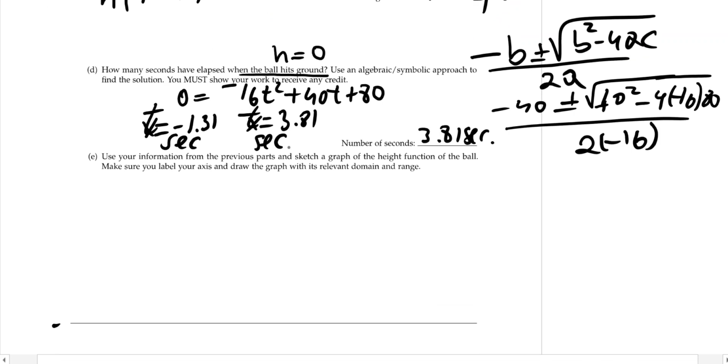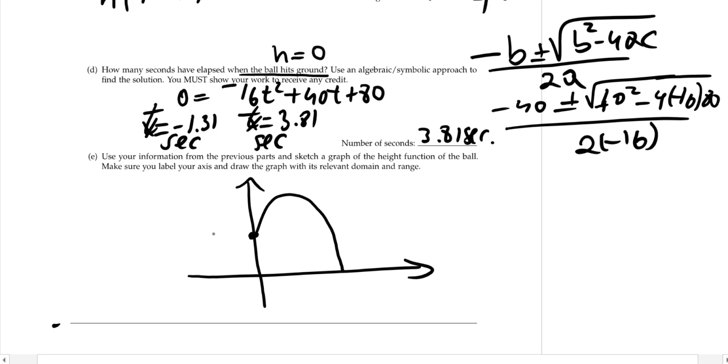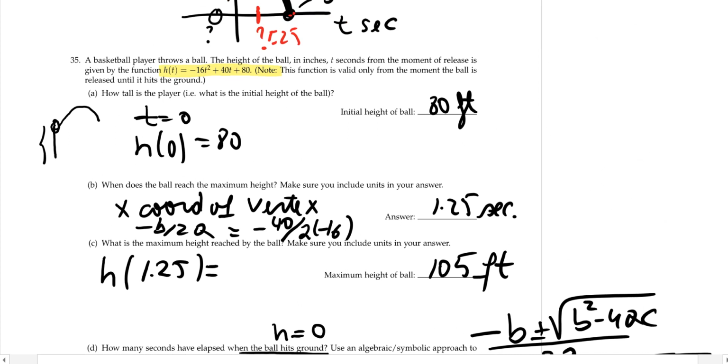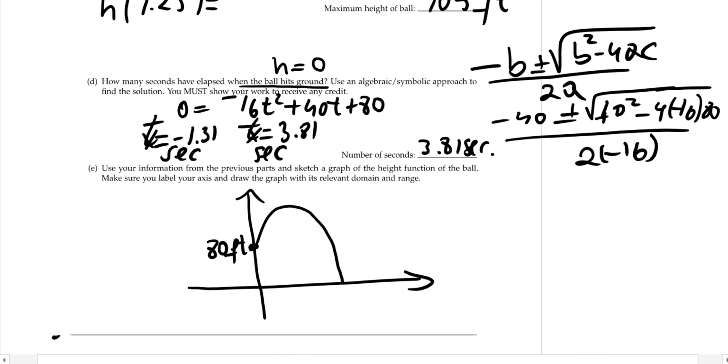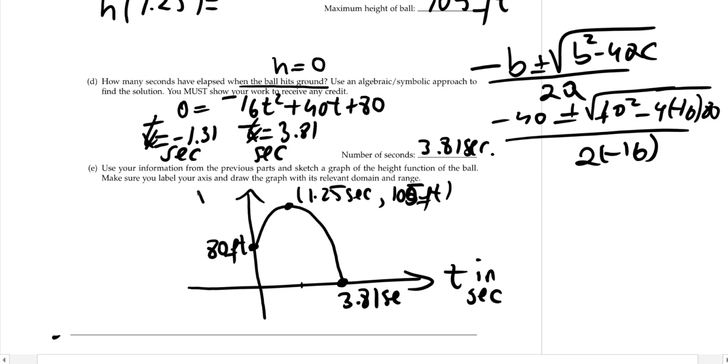Use the information from the previous parts and sketch a graph of the height. Make sure you label your axis and draw the graph with its arrow. Okay, so what we're doing in here is basically putting all this information in the graph. So we're saying that the y-intercept is 80 feet. That was part A. And then that the vertex happened after 1.25 seconds and it's 105 feet. So the vertex right here is 1.25 seconds and 105 feet. And then that this x-intercept right here is 3.81 seconds. So this is t in seconds and this is height in feet.